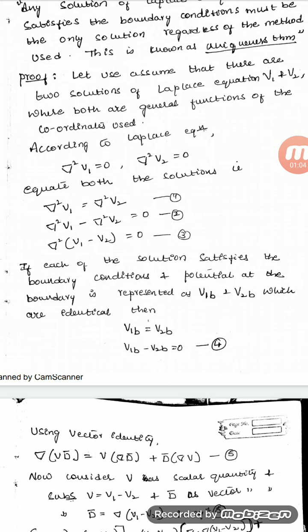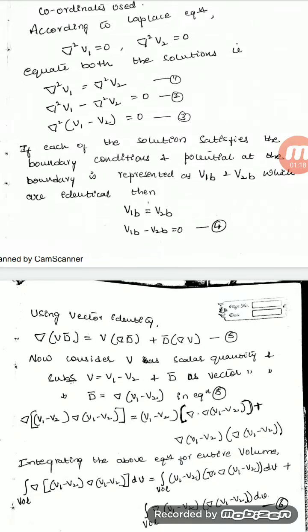If each of the solutions satisfies the boundary conditions, we'll take the potential at the boundary as V1b and V2b, which are identical, that is V1b is equal to V2b. Bring it to the left and equate it to 0. So V1b minus V2b is equal to 0. Call it equation 4. Just keep equation 3 and equation 4: one is del square of (V1 minus V2) is equal to 0, and the second, after applying the boundary condition, is V1b minus V2b is equal to 0. These equations 3 and 4 are important, which will be substituted later.